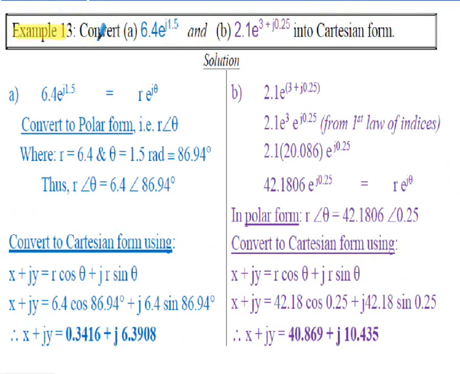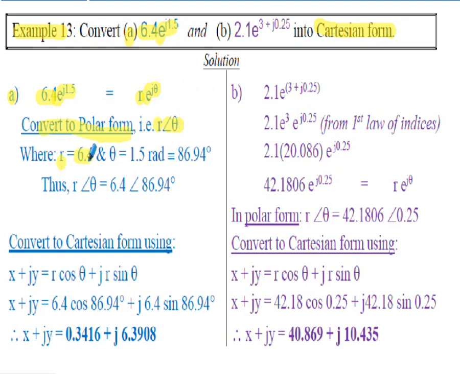Example 13, we're asked to convert in part A 6.4 multiplied by e to the j 1.5 into Cartesian form. So let's look at that one first of all. For part A, 6.4 e to the j 1.5, that's in the form r e to the j theta. Let's first of all convert to polar form, the r argument theta format.